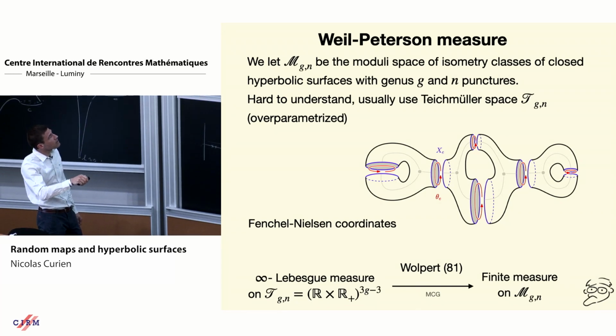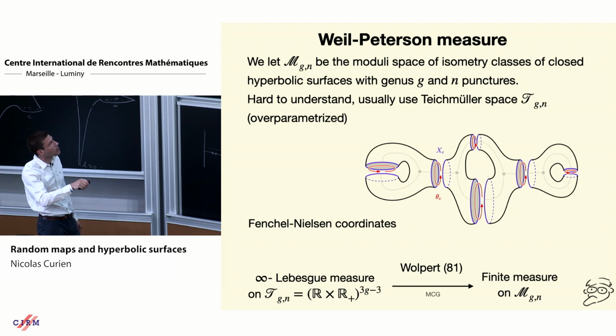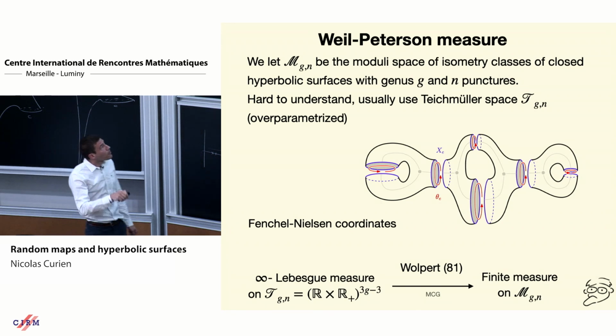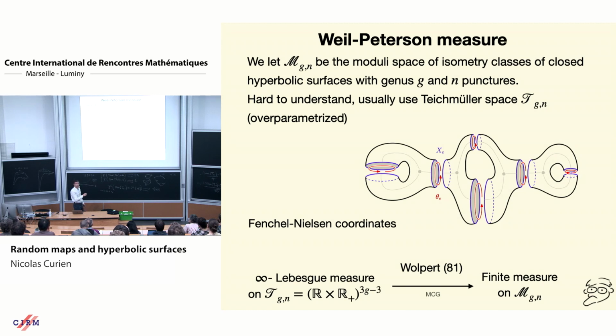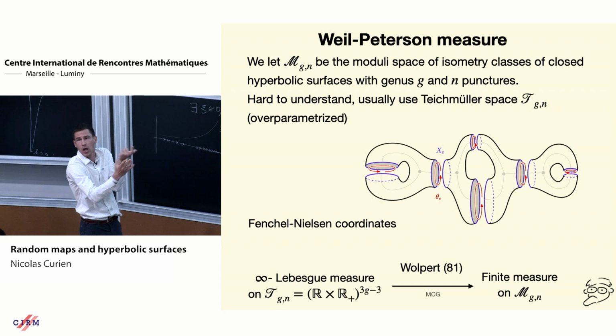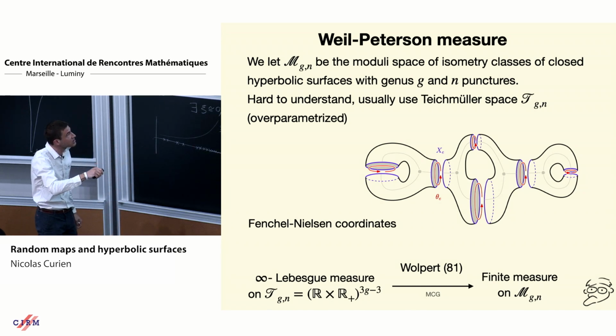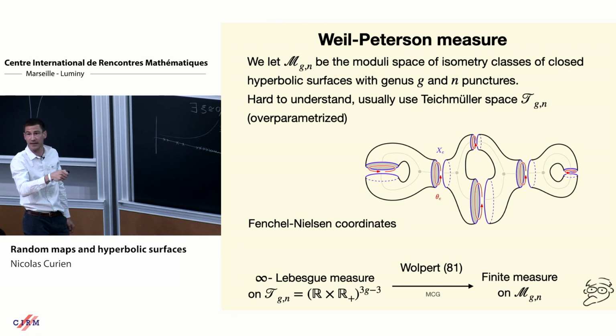And so what you will do is you will consider just the infinite Lebesgue measure on all of these parameters. It's a way to say this is the Teichmüller space. But the problem is that there are many, many parameters that will correspond to the same hyperbolic surface. One obvious thing is that if you have your two pants and you do a full turn and you glue back, you get the same hyperbolic surface. So this parametrization is really over-parameterized. You are counting the same hyperbolic surface many, many times.